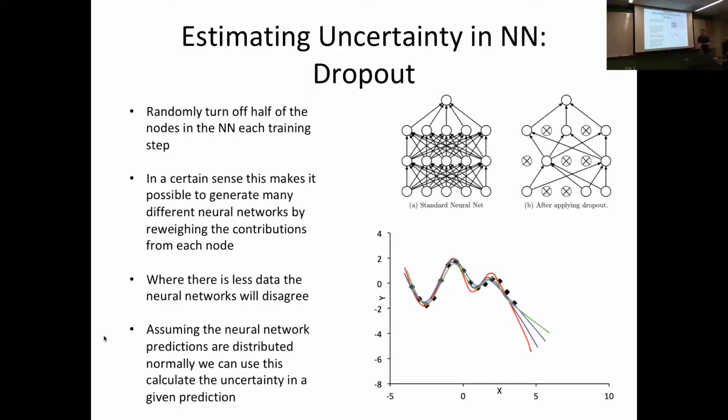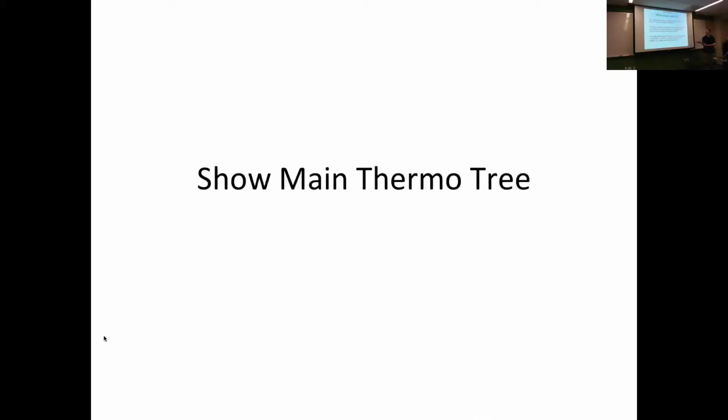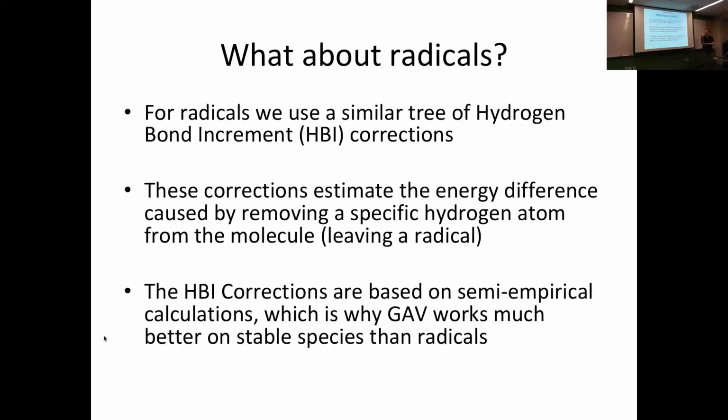We have a couple questions from the chat. The first is, go back to the HBI correction slide. What is HBI correction? Why do we need it for radicals compared to group additivity?